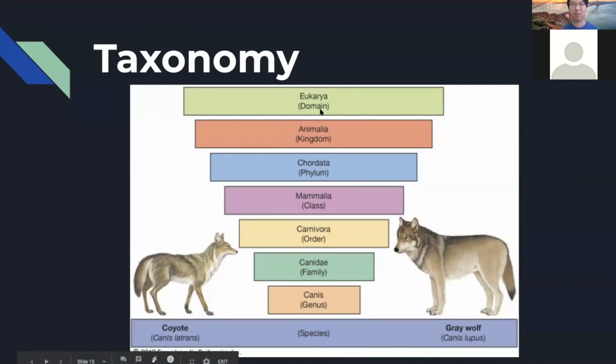And you just need to remember the domain. There are three: eukarya, bacteria, and archaea. And we're not going to talk about archaea during today's class, but just know that archaea and bacteria are both types of prokaryotes.